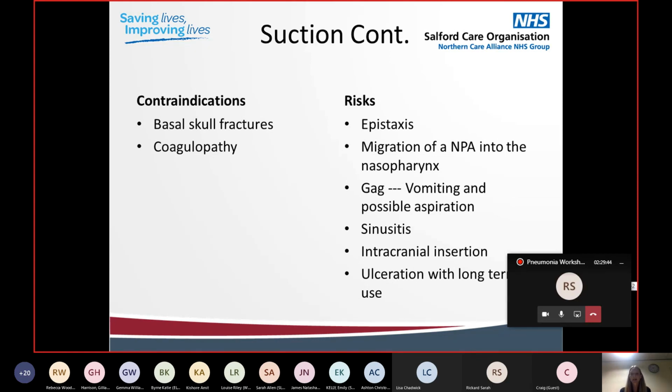Some of the other risks there is that the NP airway can migrate. Hopefully you are using ones that have a pin or a flange on the end, so that doesn't happen. There is a possibility of vomit if you cause a patient to gag. Hopefully that doesn't happen if you're going nasopharyngeal. And this is a short-term thing, so if it is moving more long-term, you might start to see some ulceration.